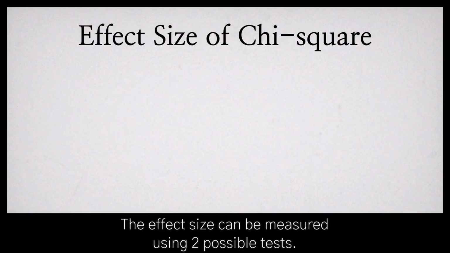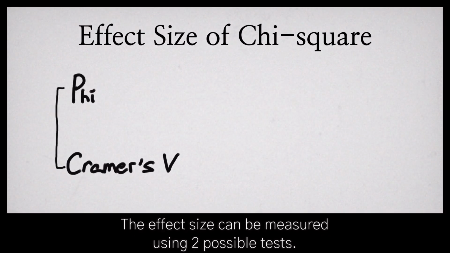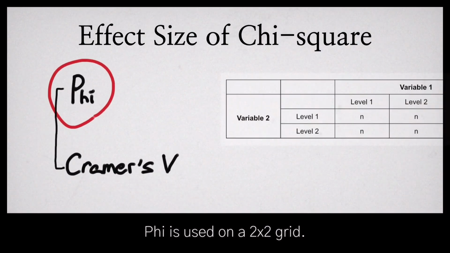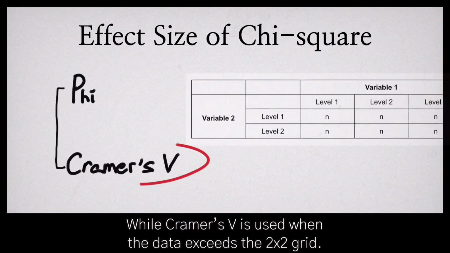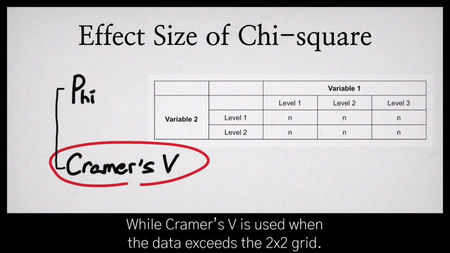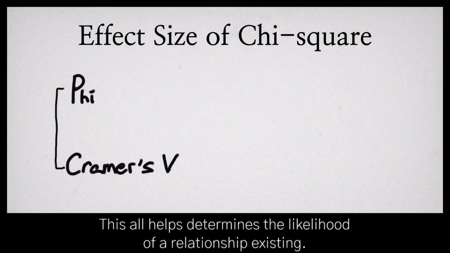The effect size can be measured using two possible tests. Phi is used on a 2x2 grid, while Cramer's V is used when the data exceeds the 2x2 grid. This all helps determine the likelihood of a relationship existing.